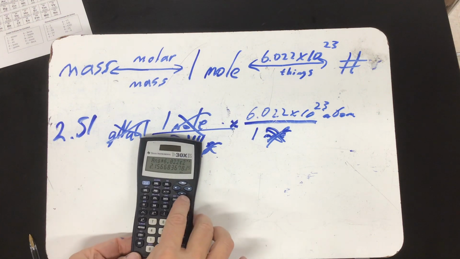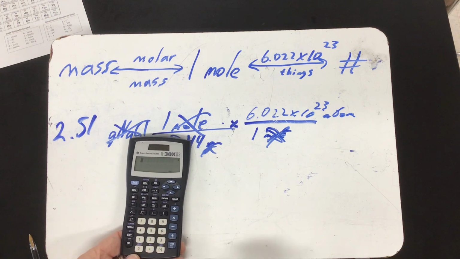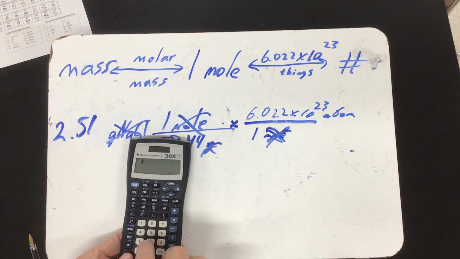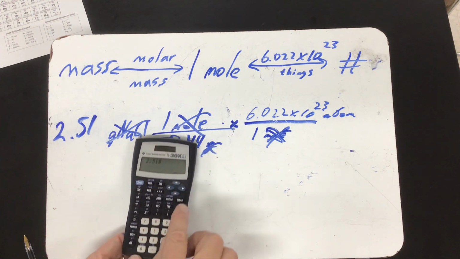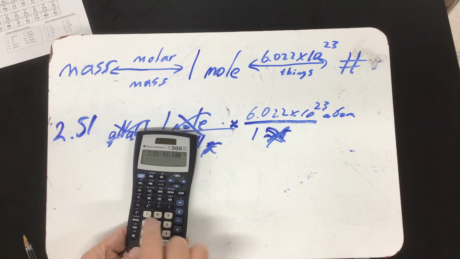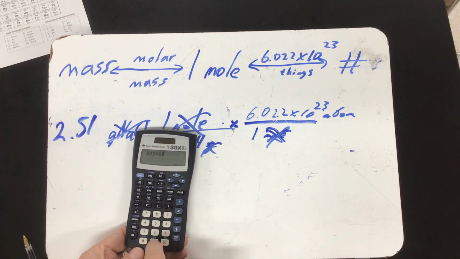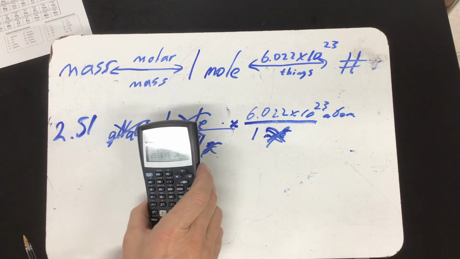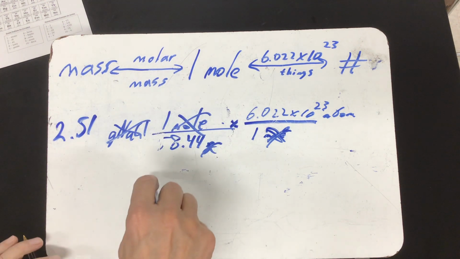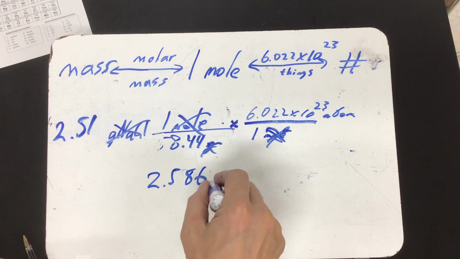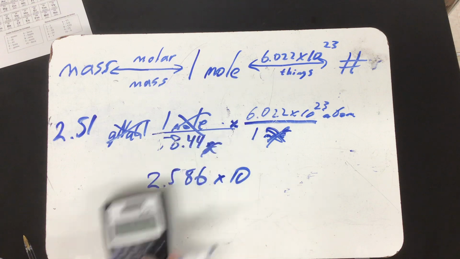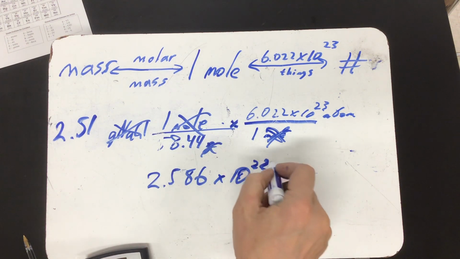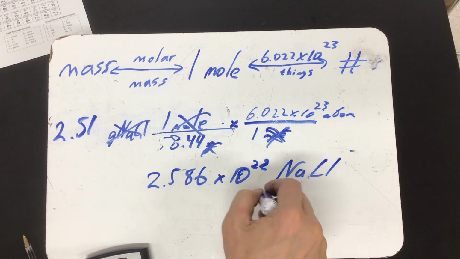So, clear it out, and I have my chunk of sodium chloride is 2.51 grams. And I'm going to multiply by 1, divided by 58.44. And then multiply by 6.022 times 10 to the 23 and get that I have 2.586 times 10 to the 22 sodium chloride molecules.